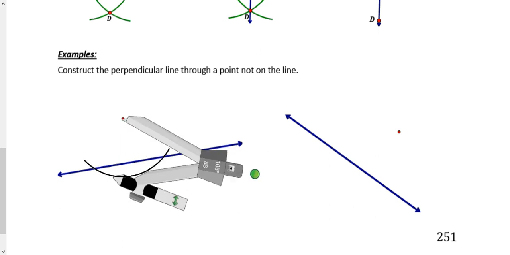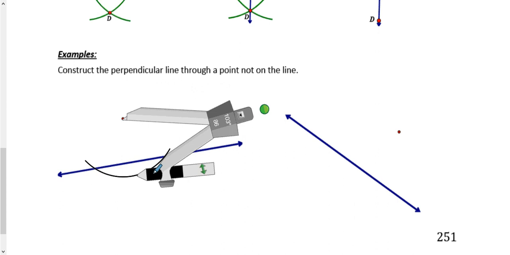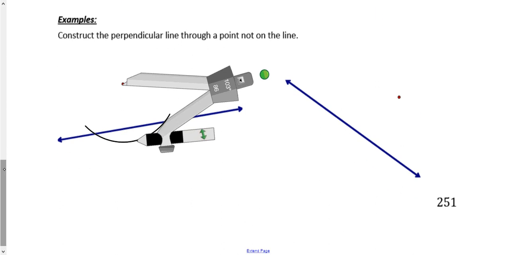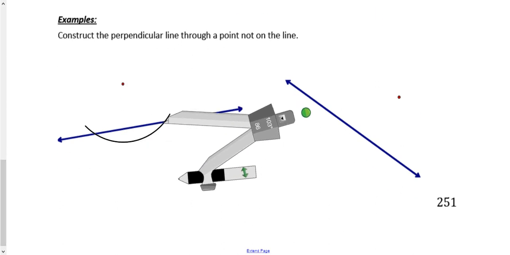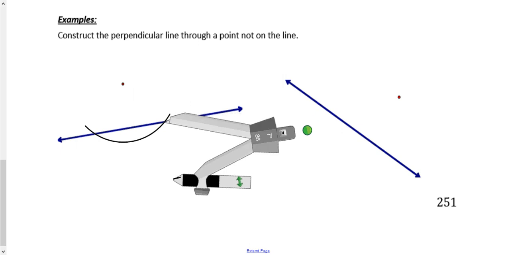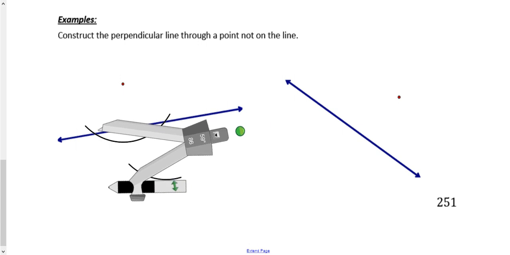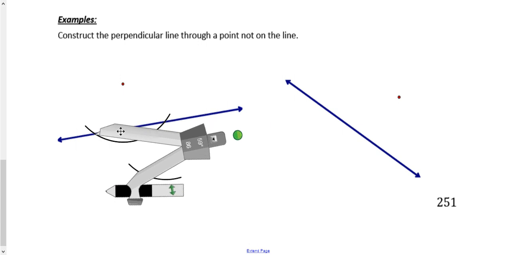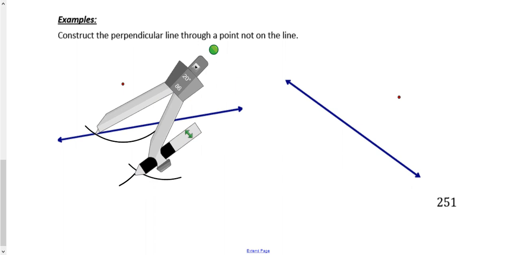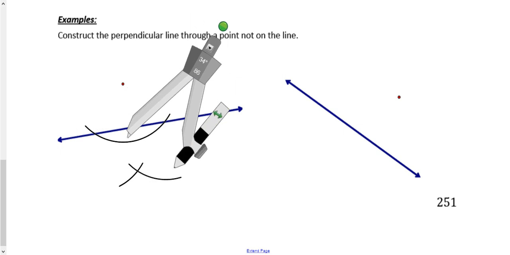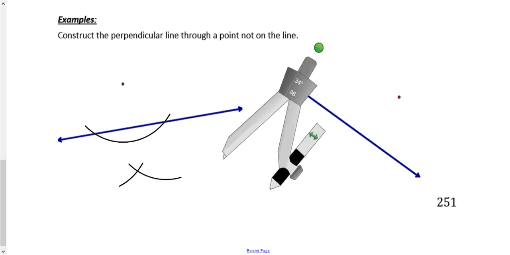Here we go. And now, I'm going to move my compass down to one of these intersection points and get an arc. Come over to the other intersection point. Get an arc here. And now what do I do? Draw a straight line right to that.